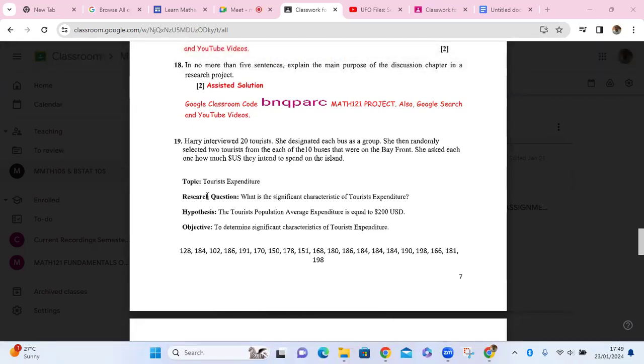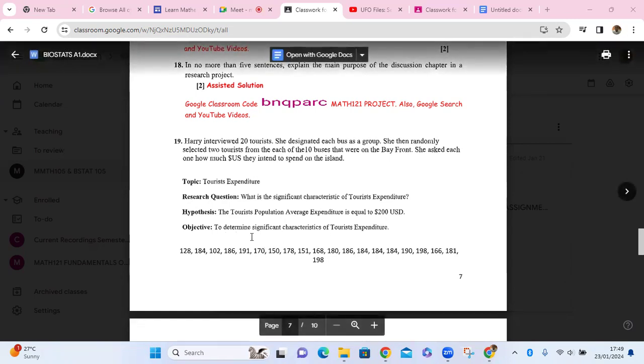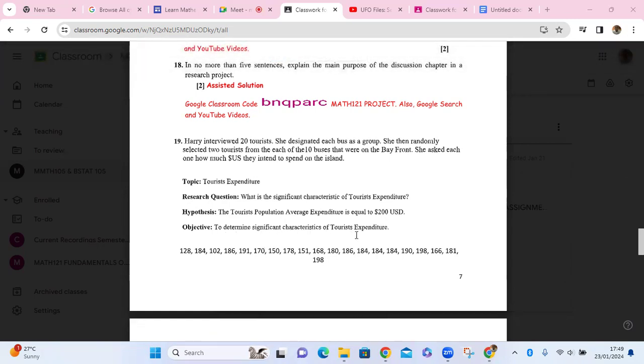And the research question seems to be, what is the significant characteristic of tourist expenditure? So the hypothesis, which is like an answer without having collected data yet, says the tourist population average expenditure is equal to 200 US. So the objective now is to determine the significant characteristics of tourist expenditure.